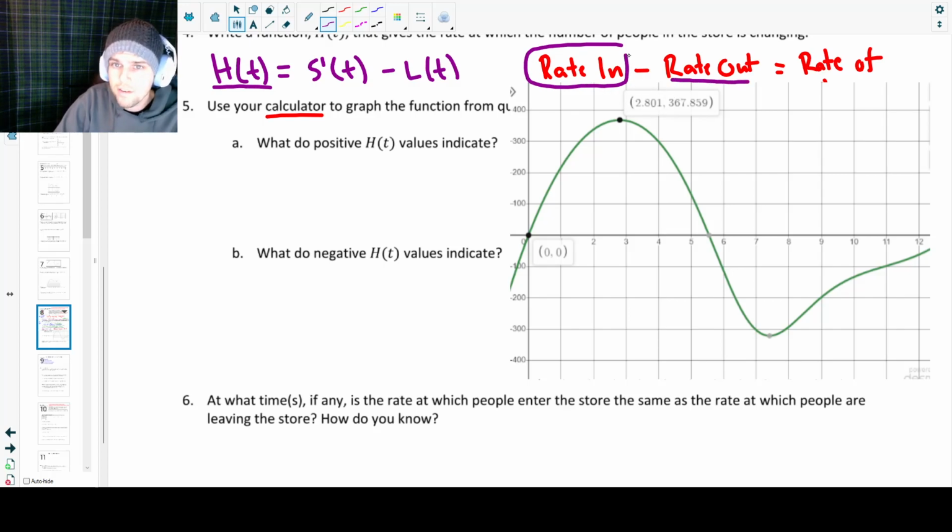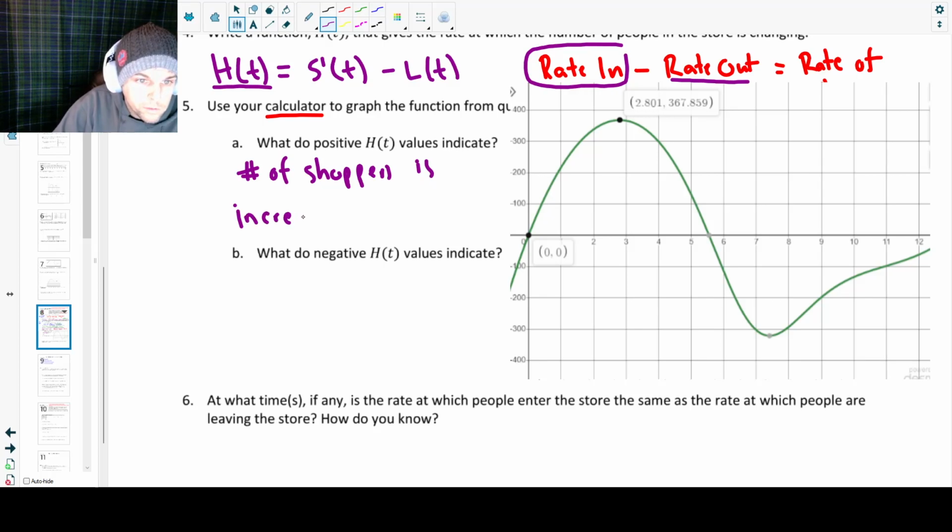When we do a subtraction, if you have a larger number minus a smaller number, that's going to give us a positive value. So up here, these are representing that we have more people entering the store and thus the number of shoppers is increasing. Again, the other interpretation I said there is that the rate in is greater than the rate out.